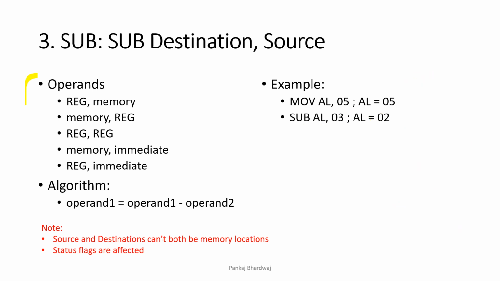Subtraction is similar, the operands are similar. The algorithm is slightly different because instead of addition we need to subtract now. For example, we want to subtract 5 and 3, then 5 minus 3, the answer will be 2, as 3 is immediately subtracted from the contents of AL. Again, we need to mention here that source and destination cannot both be memory locations. Either one has to be a register or immediate, but they both cannot be memory.